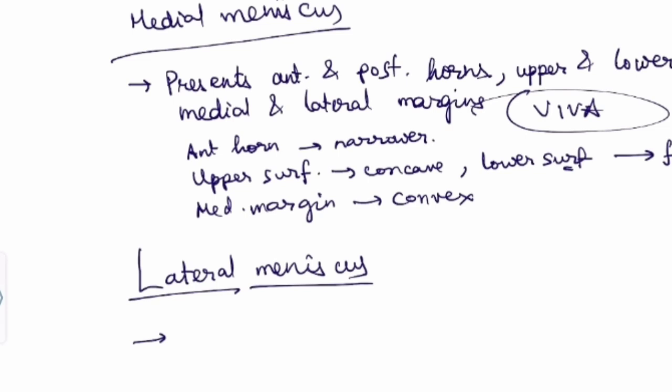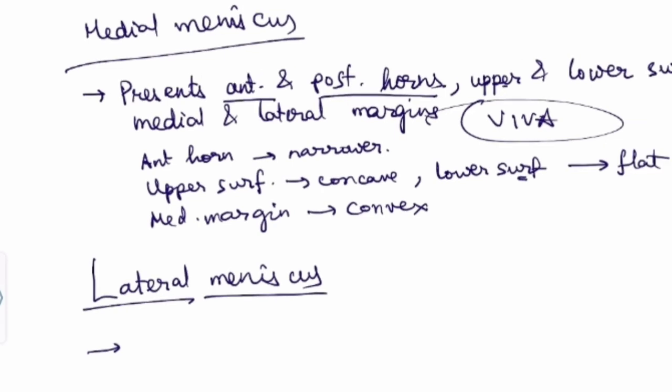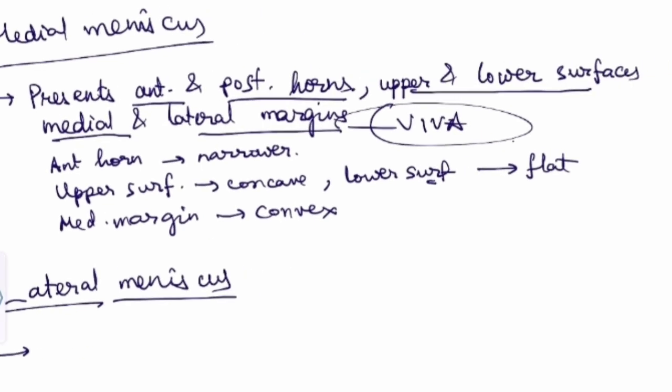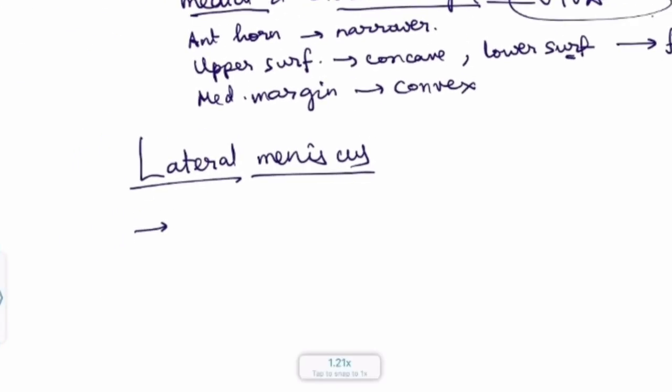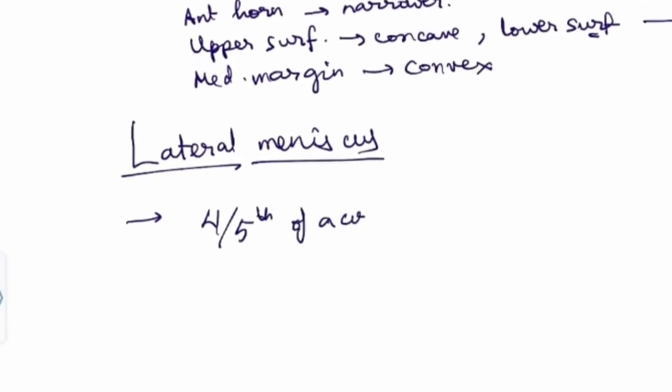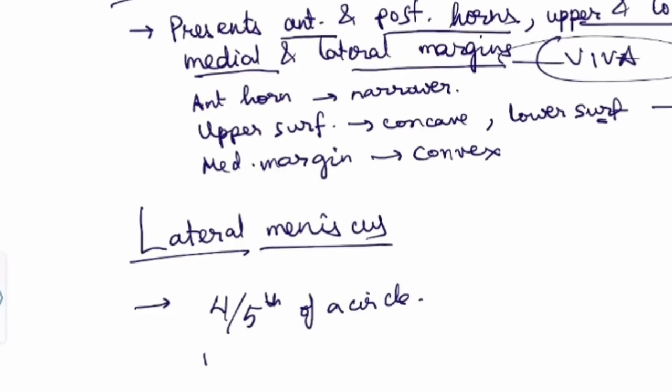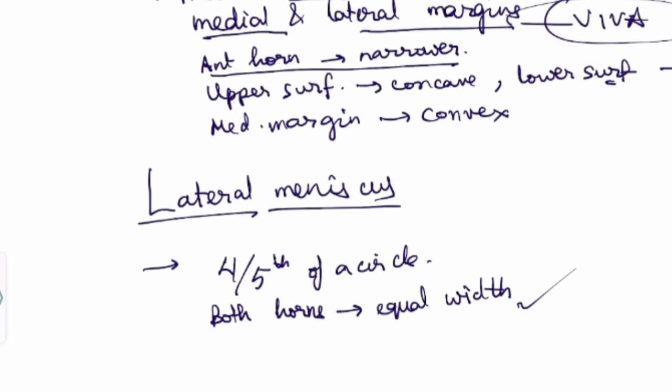Same thing you will say: anterior and posterior horns, upper and lower surfaces, medial and lateral margins. Okay. What important and separate point here is horns form 4/5 of a circle. Both horns are of equal width. Here in the medial meniscus, the anterior horn was narrow, but here both horns are of equal width.